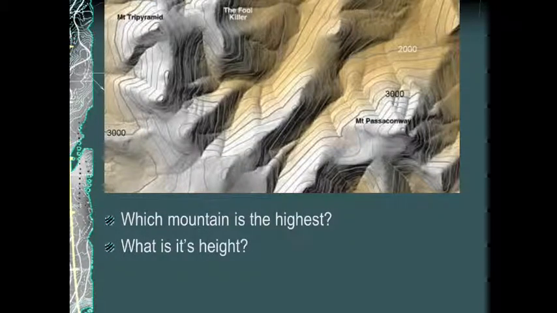Now, I have a question for you. Which mountain on here is the highest? So what I want you to do, look at this map. I want you to talk to your shoulder partner. Spend about 15 seconds. Figure out which of the mountains is highest. Is it Mountain Passaconaway, the Fool Killer, Mount Tri-Pyramid? Which one of those is our highest? 10 seconds on your mark. Get set. Go.